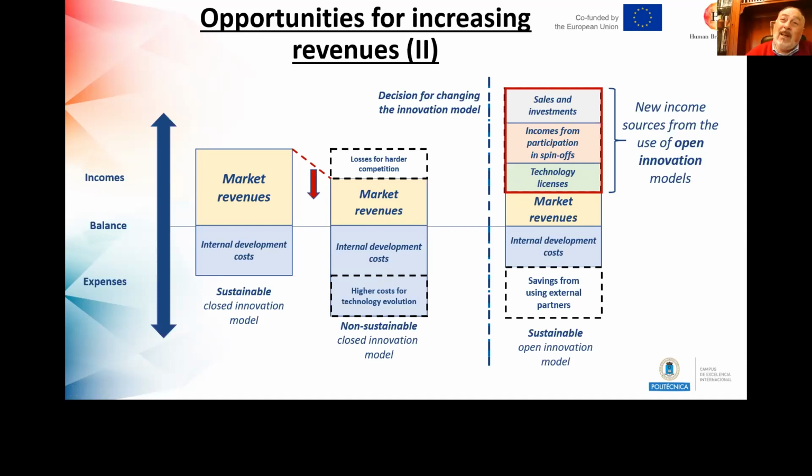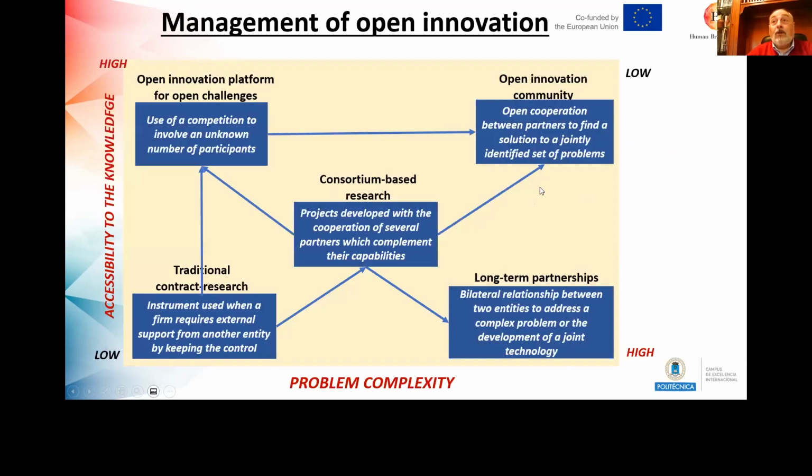Then today, with the open innovation model, I'm trying to introduce other sources of revenues in order to avoid this non-sustainable closed innovation model that's happening today. And then it implies a huge procedural change. How to do that? There are many ways. I don't like to enter into details now, but there are projects developed in cooperation with several partners.